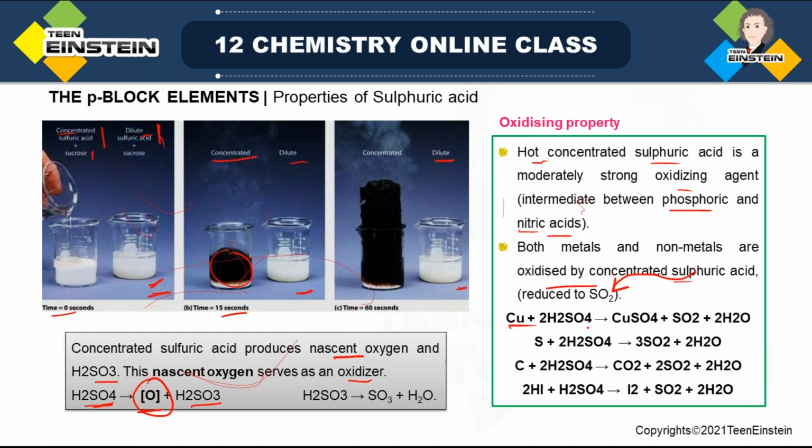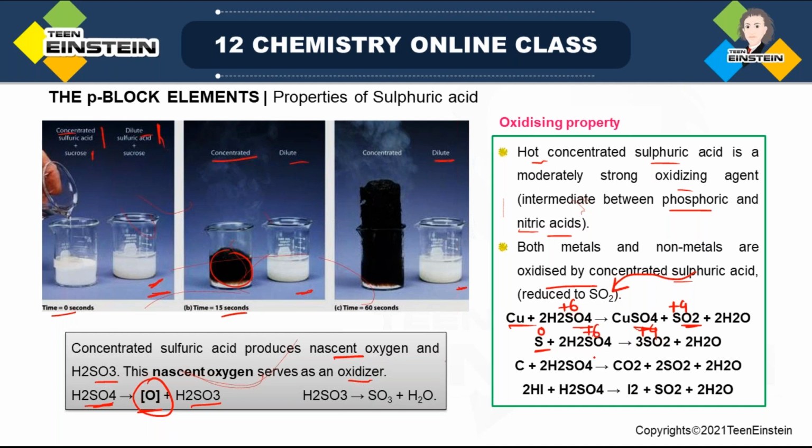Copper, when reacting with H2SO4, forms copper sulfate, and H2SO4 is converted to SO2. So this is one of the oxidation reactions. Here the oxidation state is +6, here it is +4, that means it has gained electrons. Second equation, reaction with sulfur. From 0 oxidation state, now we are having +4. So if we compare the oxidation state with respect to sulfur, from 0 now we have +4, that means it has lost electrons. So this is oxidation.